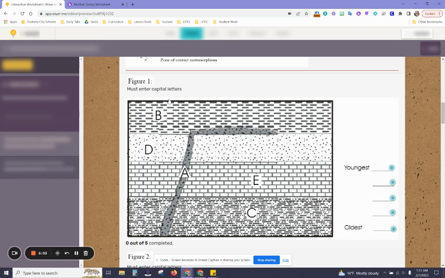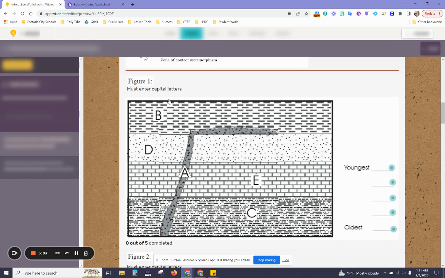Number 6, metamorphic rocks. A metamorphic rock is always older than the sedimentary and or igneous rocks around it. So if you ever see a metamorphic rock, and again, I gave you the key, these are metamorphic rocks right here, gneiss and schist. I know, funny names. If you see those, they are automatically the oldest layer.